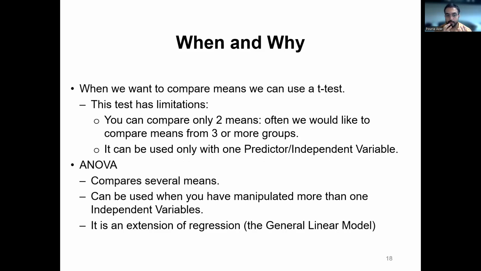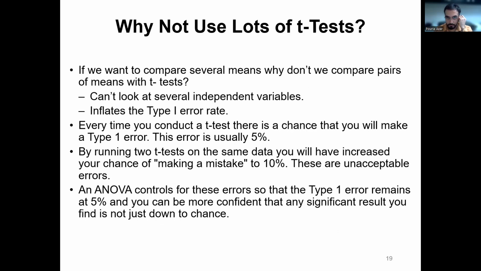And we can use ANOVA when we have manipulated more than one independent variable. So when we say manipulation, it means we can infer causality. And it is an extension of regression or the general linear model.